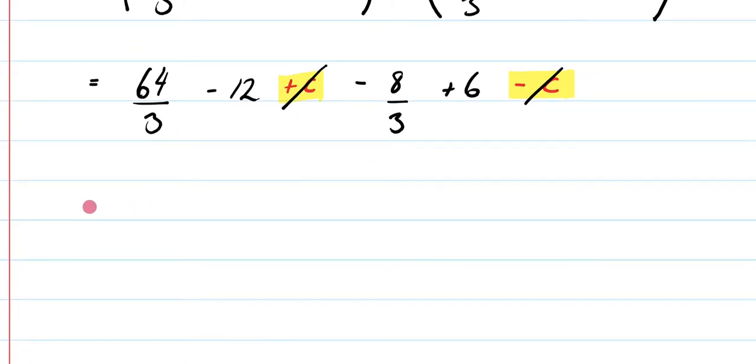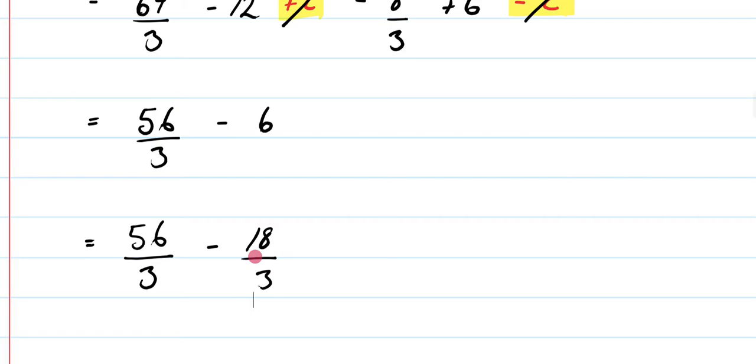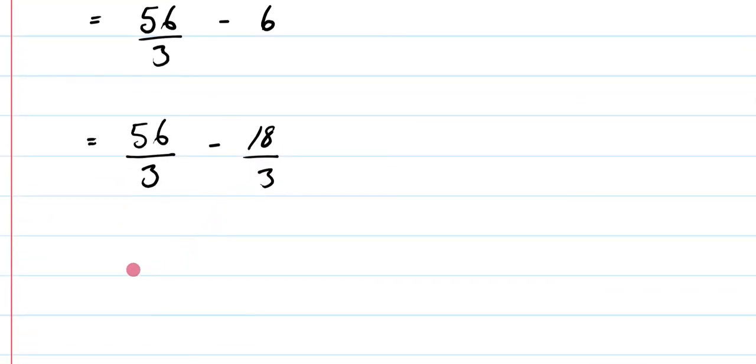The next thing that we're going to do is we have 64 over 3 minus 8 over 3. That's going to be 56 over 3. And we have negative 12 plus 6. That's going to be negative 6. I then am going to have to give those common denominators in order to do this calculation. So it's going to be 56 over 3 minus 18 over 3, and that is going to be equal to 38 over 3. So let's put that in now. That's going to be equal to 38 over 3, and that right there is going to be my answer.